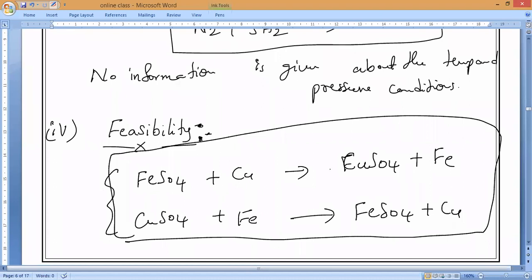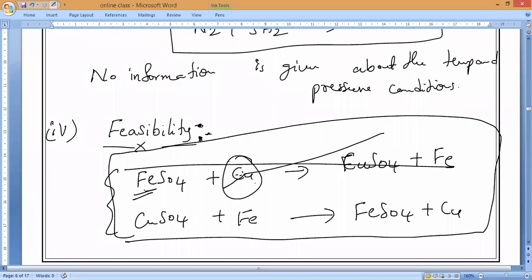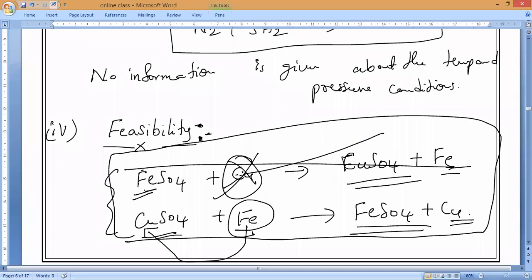I will teach you that. Remember, the first equation is not possible. Why? Iron is more reactive than copper. So copper cannot fight with iron to form copper sulfate plus iron. But copper is less reactive than iron, so iron can replace the copper and it will form iron sulfate plus copper. Do you understand? Monish? Yes or no?